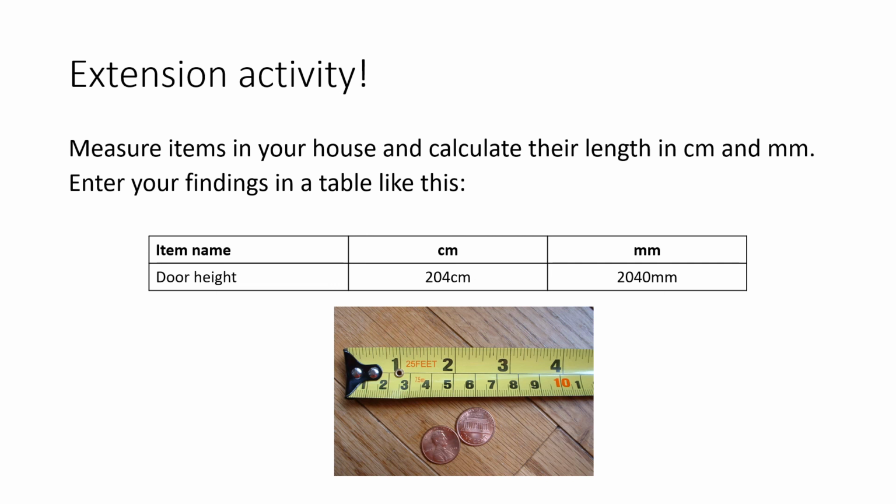Here you can extend your learning by measuring different items in your house and calculating their length in centimetres and millimetres. You can use a tape measure or a ruler to do this. Draw a table in your book like the one shown to show your findings.